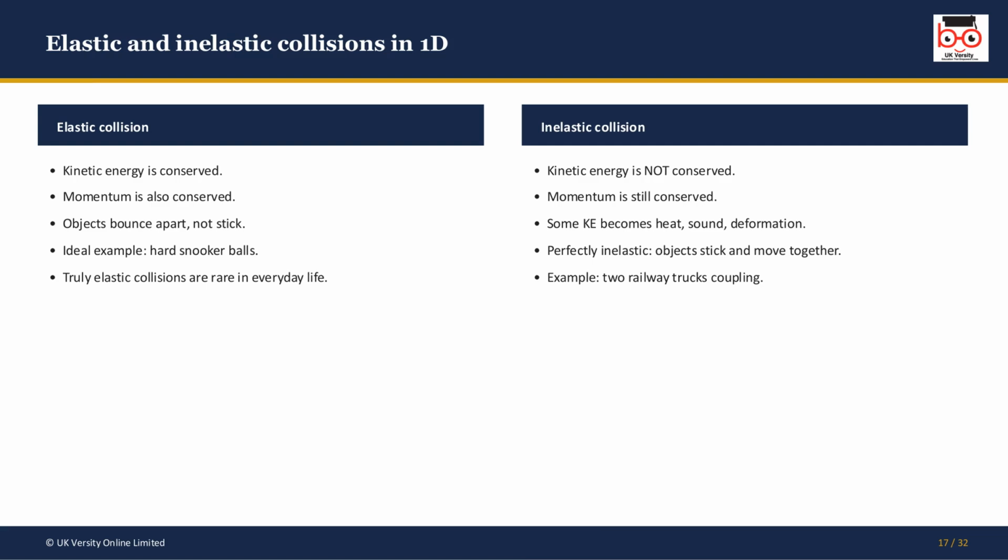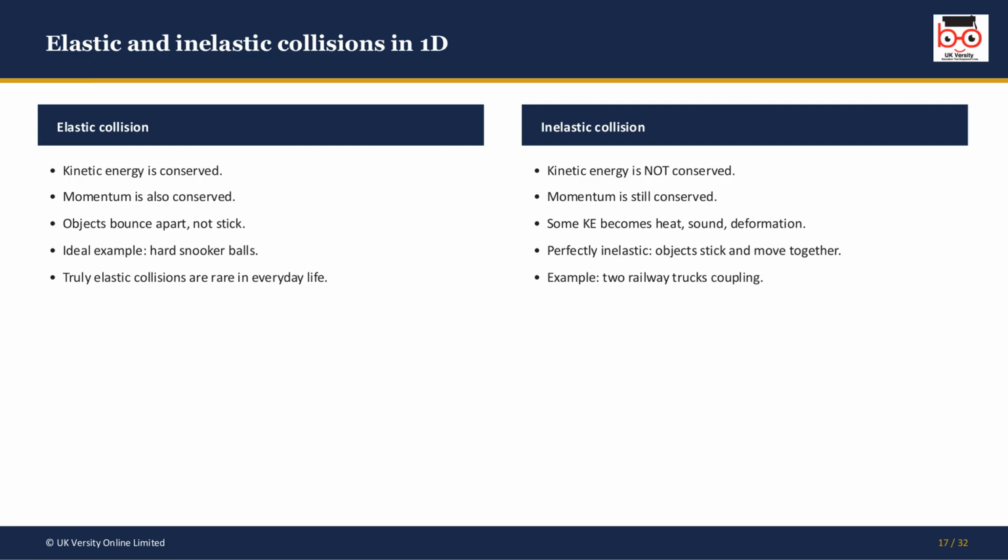It's worth separating two types of collision. In an elastic collision, kinetic energy is conserved as well as momentum. The objects bounce cleanly apart rather than sticking, and hard snooker balls are the classic near example, though truly elastic collisions are rare in daily life.